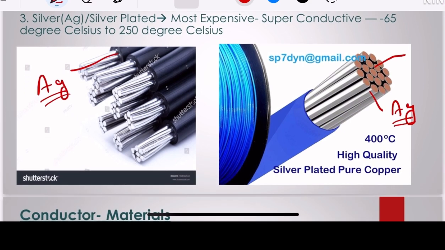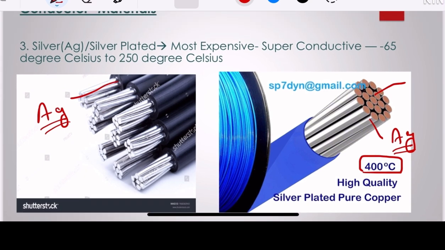When a copper conductor is plated with the silver coating, then we can use that cable with the operating range of 400 degrees Celsius. So it will enhance the temperature range application for the copper cable. Silver cable we can use from -65 degrees Celsius to 260 degrees Celsius. So that's why we are using this silver cable in the aerospace application.